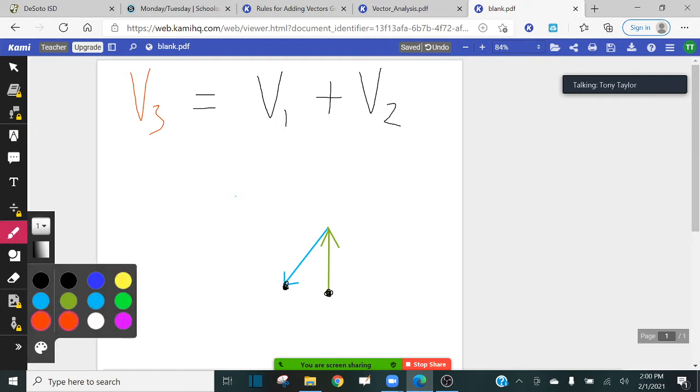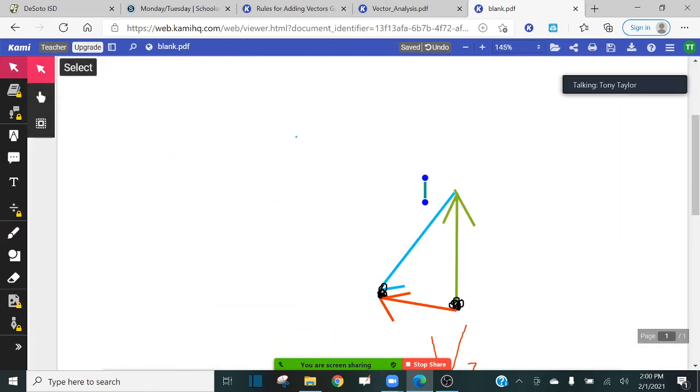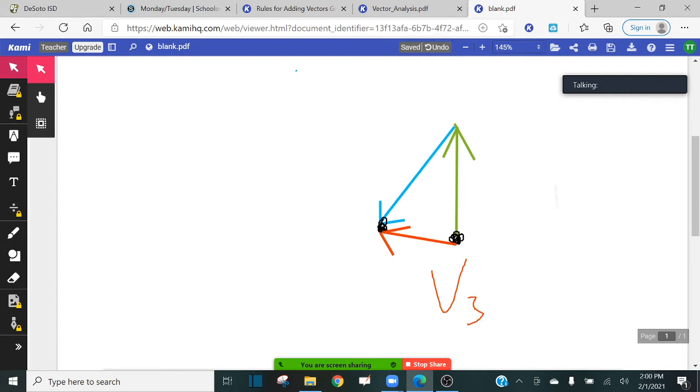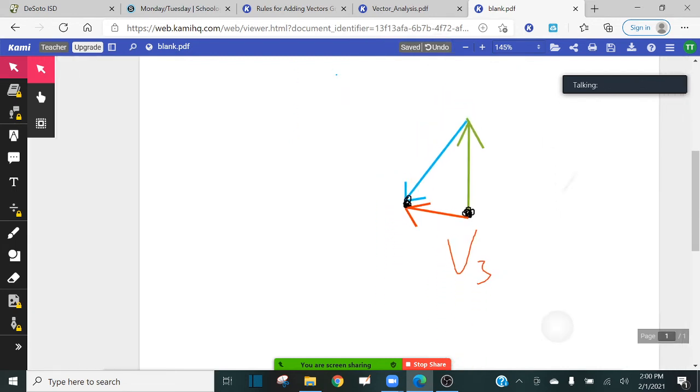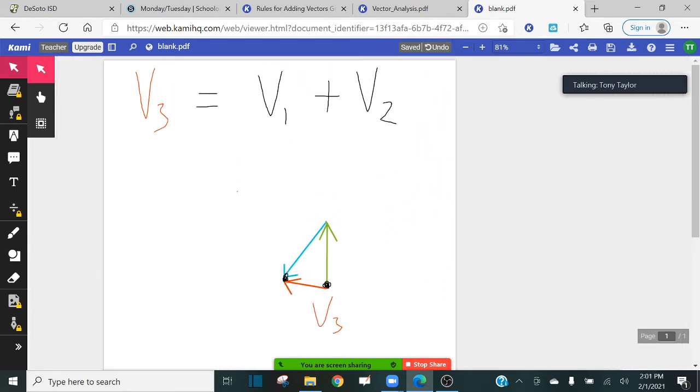Then step 3 says draw your resultant vector pointing toward the ending point. So in other words, I'm going to connect these two dots. When I connect these two dots, the arrow, guys, has to always be pointed towards your ending point. So this right here in red, that arrow in red, that is the vector v3. In other words, when we combine vectors 1 and vector 2, that's what we get. Make sense, guys?